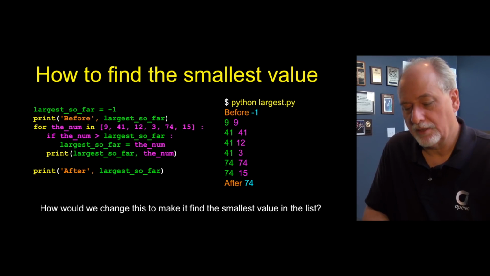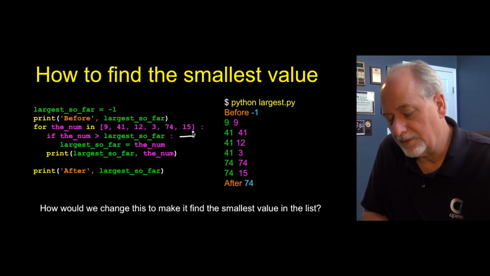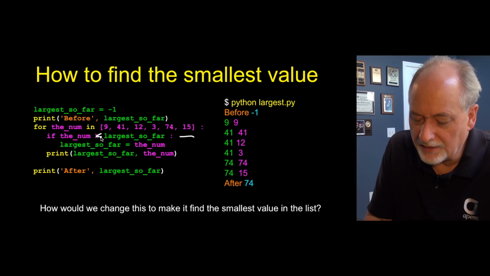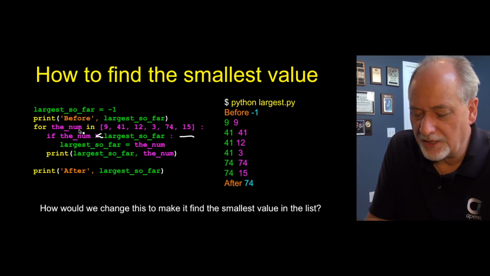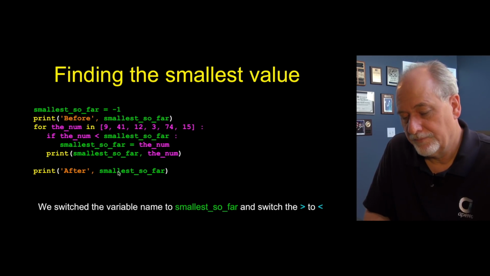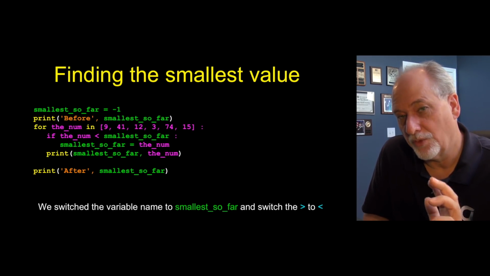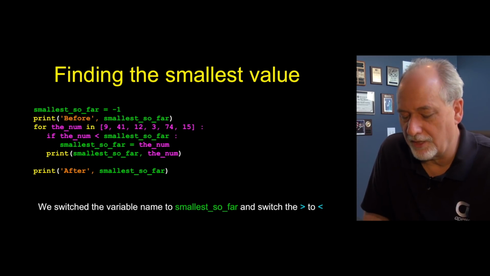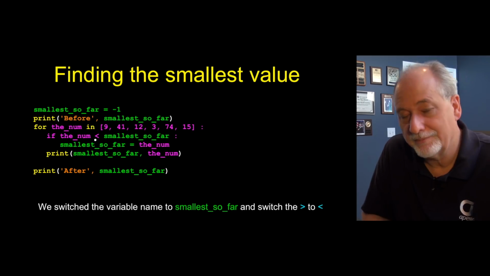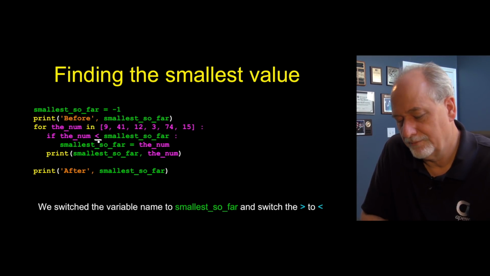Okay, so let's take a look. Let's do a couple things. If you look at this if statement, that's better. Well, it's better now if the number is less than. But then we should probably change this to be smallest so far, smallest so far, everywhere. Matter of fact, that's what this is. We've changed the word largest so far to smallest so far, and we've changed the greater than to a less than. Is that going to fix it?